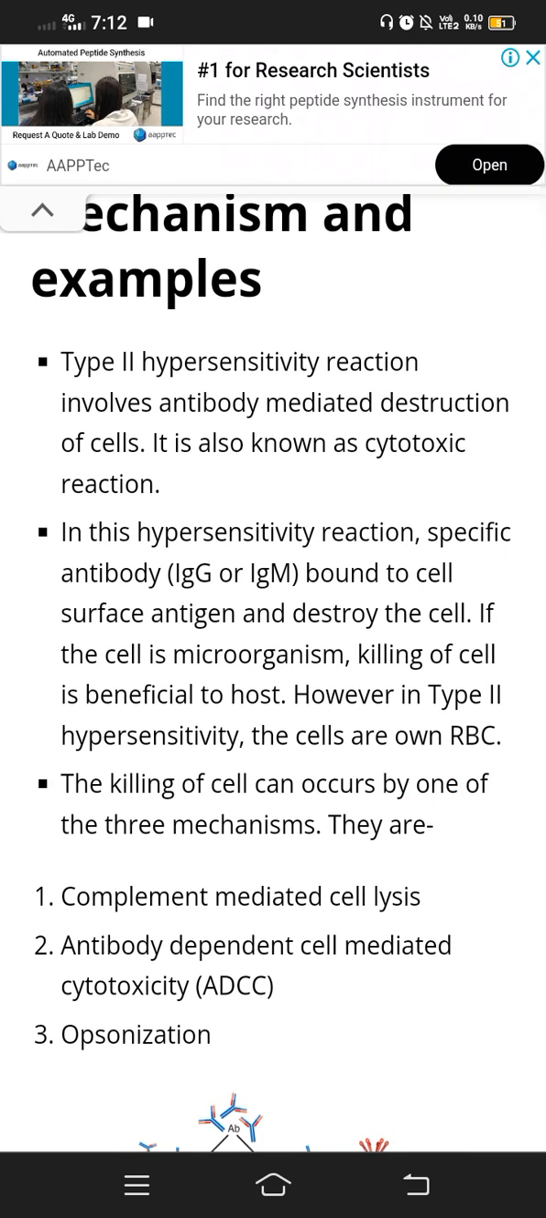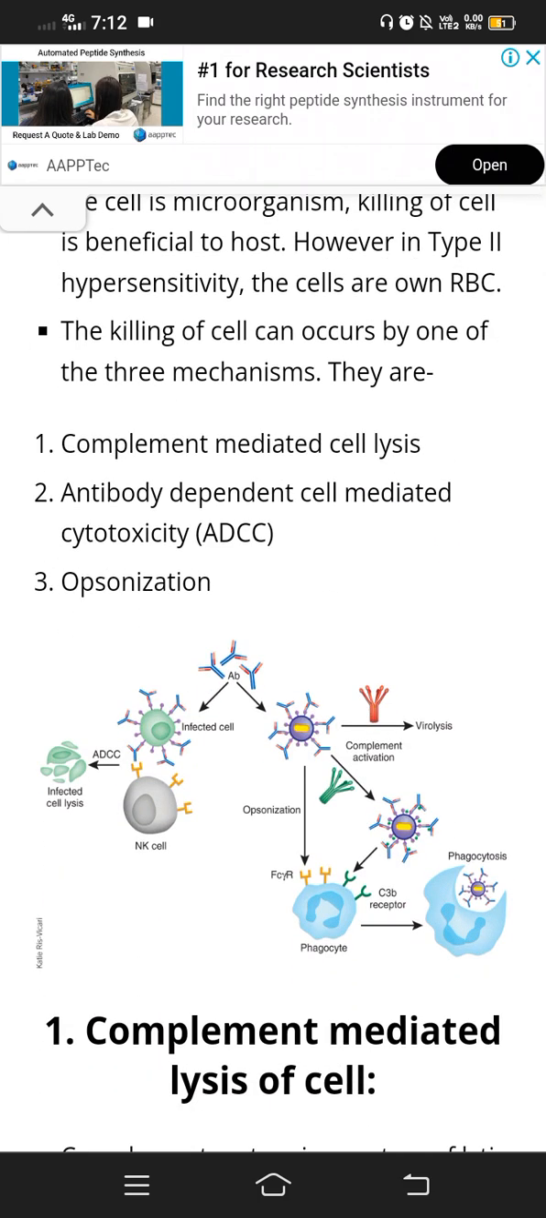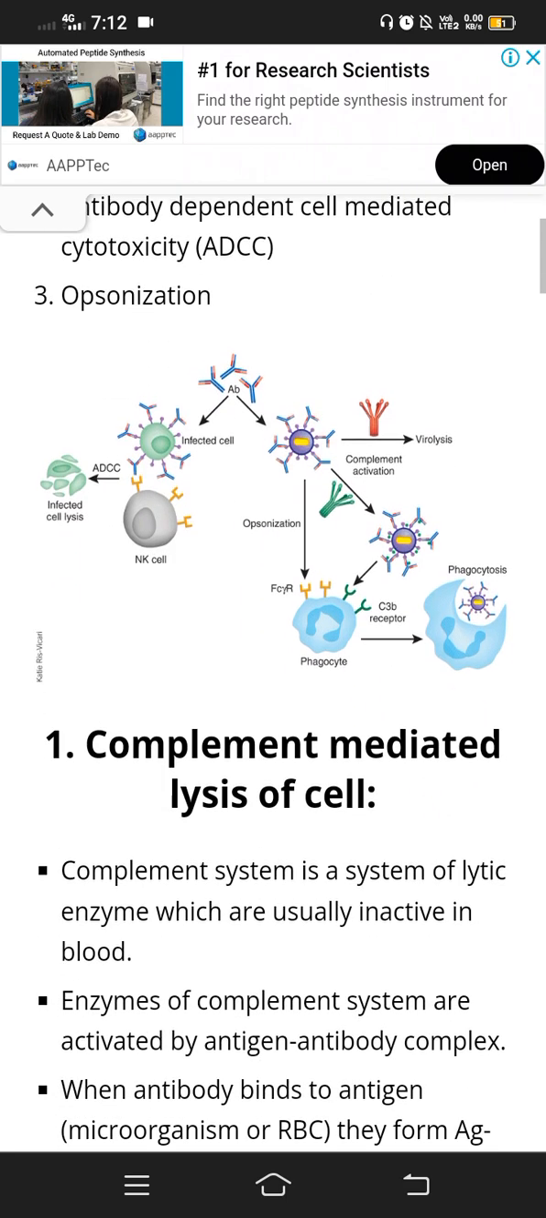And the killing of cells can occur by one of three mechanisms. They are complement mediated cell lysis, antibody dependent cell mediated cytotoxicity or ADCC, and opsonization. So you could see a picture for this: infected cell lysis, phagocytosis. Some other mechanisms are also happening, which we will be learning.